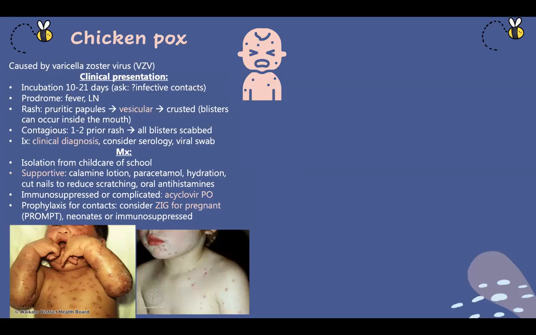Okay, so in terms of chickenpox, you already know it, varicella zoster vaccine.